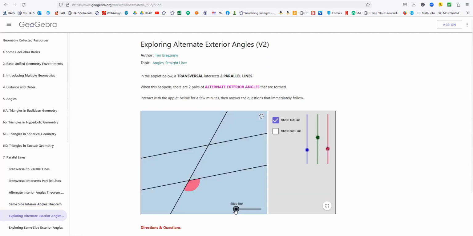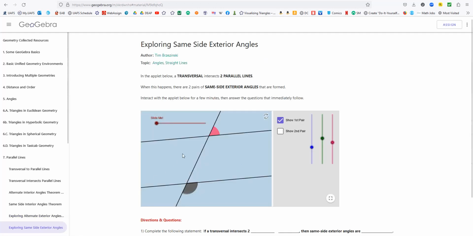Here are alternate exterior angles. Those two are congruent, that one and that one. Here's the other pair, that one and that one. Okay, so those are congruent. Here's where we have exterior angles on the same side of the transversal. Once again, those are supplementary. Here's the other pair on the other side. Again, supplementary. You can kind of see that now.